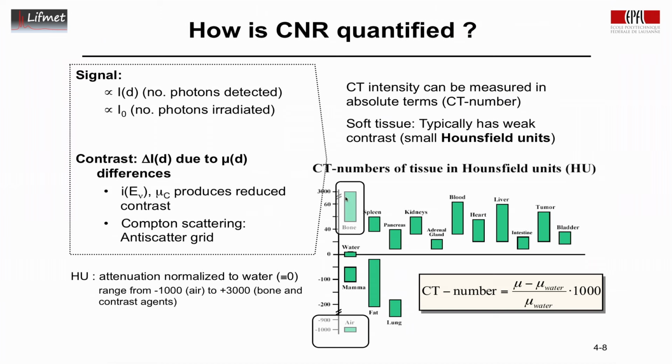So what does 3,000 mean? 3,000 means that the linear attenuation coefficient of bone is 4 times that of water. 4 minus 1 divided by 1 gives us 3, times 1,000 gives us 3,000. Now look at all the other tissues and note here the break in the vertical scale. We're looking at Hounsfield units here on the range of essentially from 20 to 60. So these are very small deviations from the linear attenuation coefficient of water.